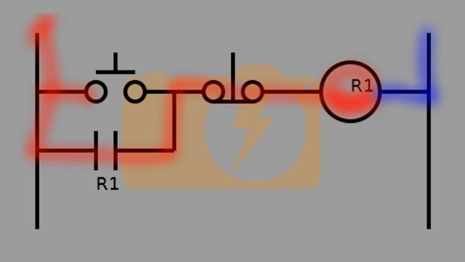In order to deactivate this circuit, the normally closed push button can be operated. This breaks the flow of current to coil R1 and causes the normally open contacts R1 to open.